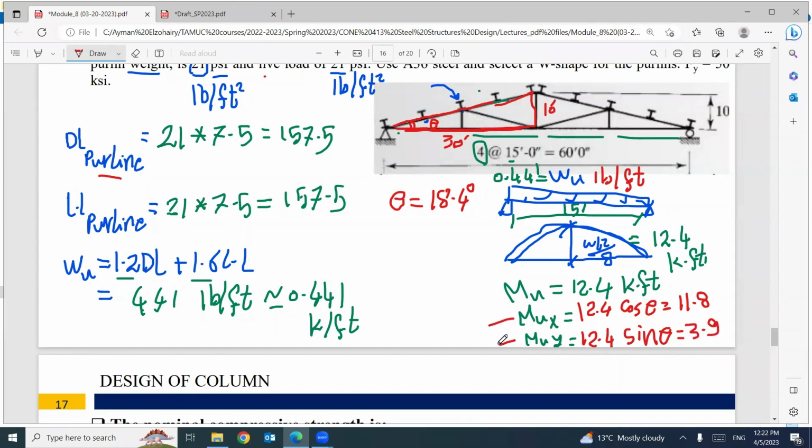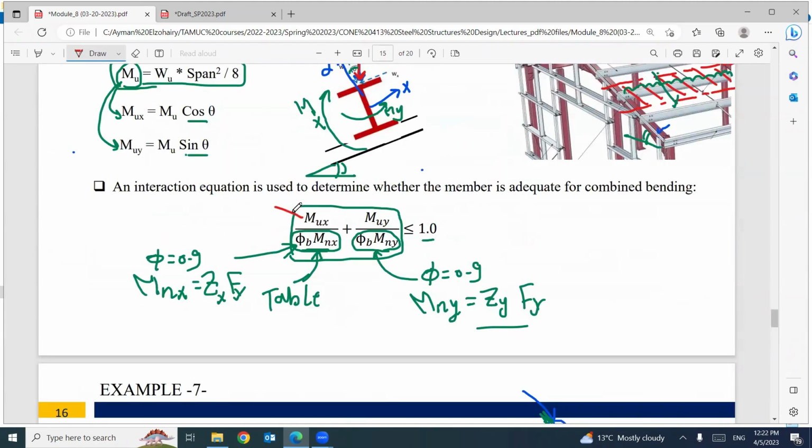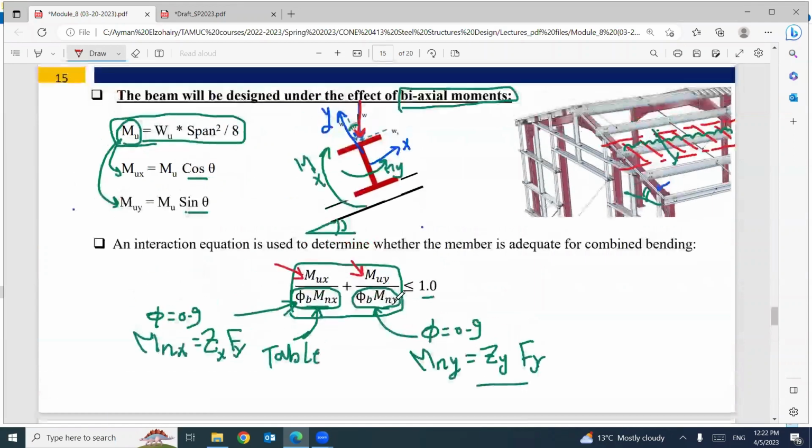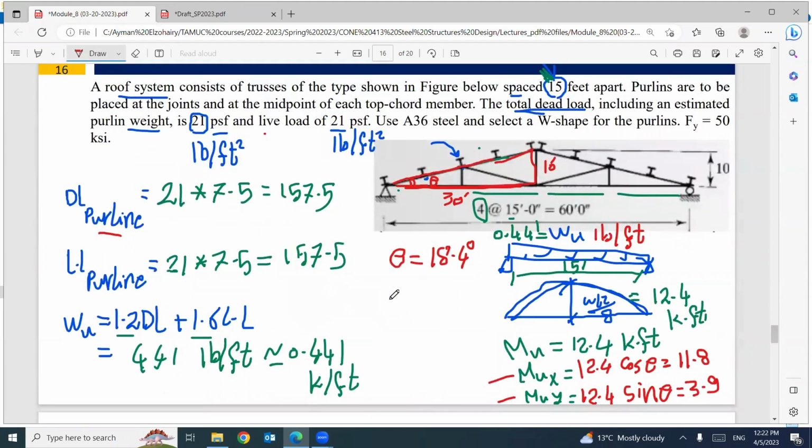These two values represent the numerator for the two terms, M ultimate X and M ultimate Y. Piece of cake. It's very easy. Nothing hard. Do you have any questions so far? What is the value of dead load pound per square feet? What is the value of live load pound per square feet?